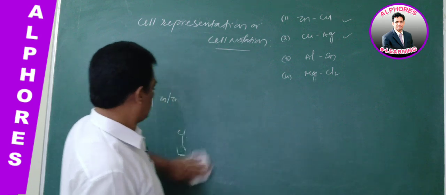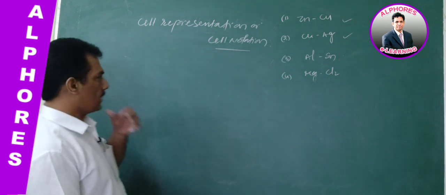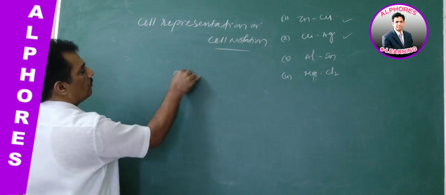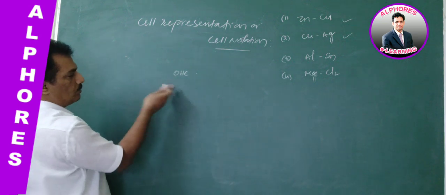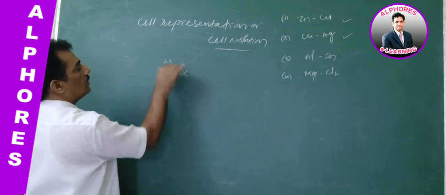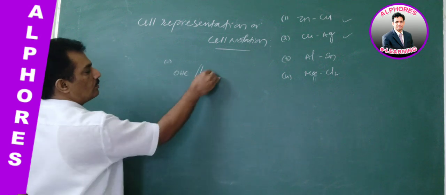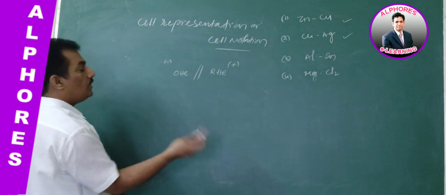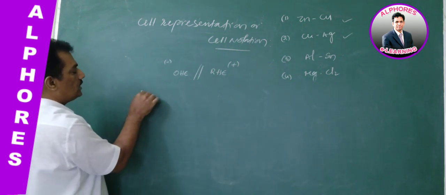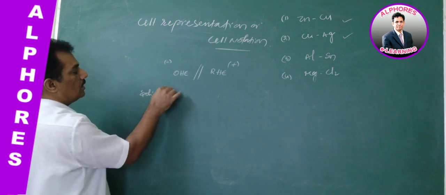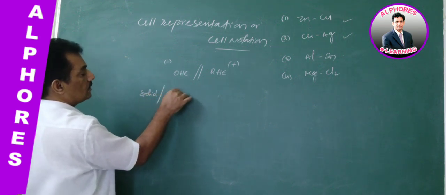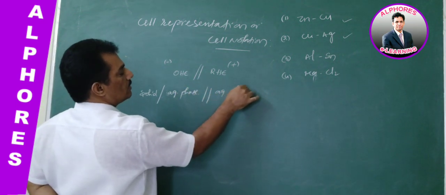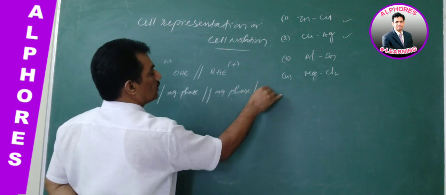Now let us write this in these cases. Copper, zinc, copper. OHE, we know OHE, the actual representation is OHE negative, two parallel lines for the salt bridge, then RHE, which is positive. In general, we represent first the solid and then the liquid or aqueous phase, and then the aqueous phase and then the solid phase.